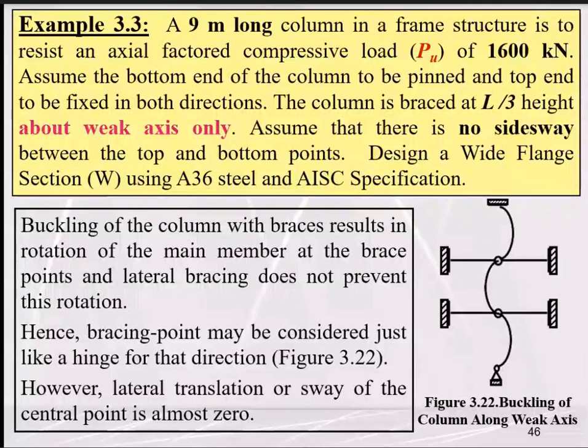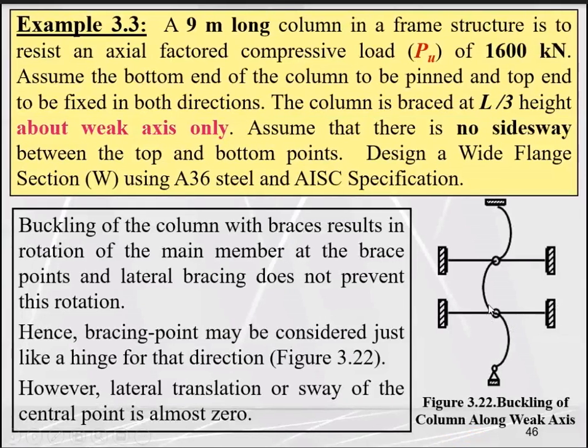So in this case, we learned how to solve this example by considering the equal strength column. There might be two conditions where we may have different or variable effective length about both axes. In one case, we are using different bracing conditions about both axes.